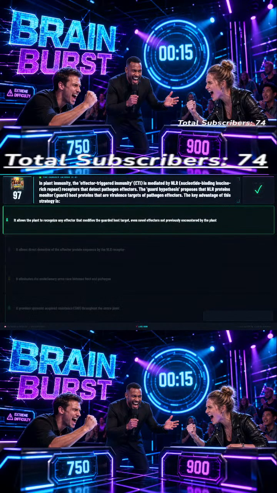Time's up. The correct answer is A, it allows the plant to recognize any effector that modifies the guarded host target, even novel effectors not previously encountered by the plant.